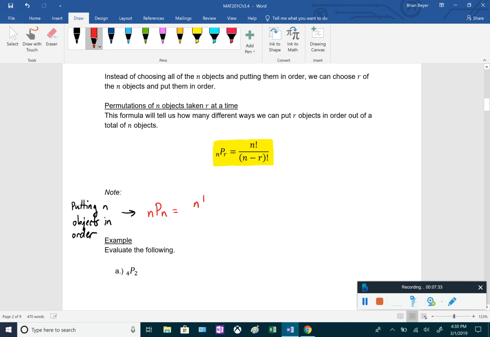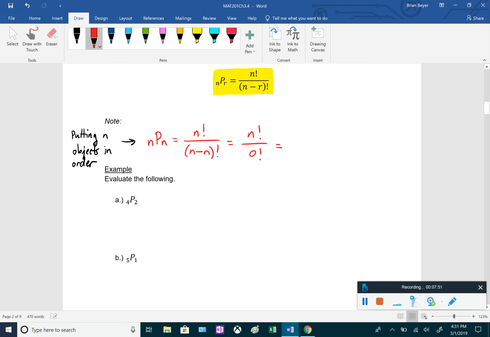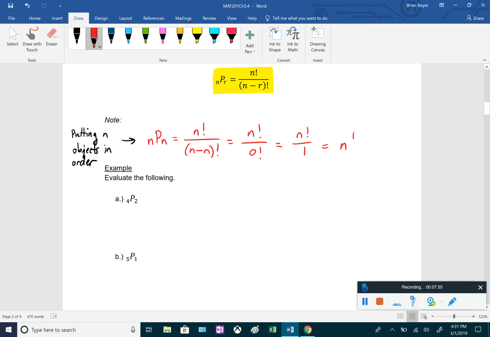So this is going to be n factorial over n minus r factorial. The r here is n, so it's n minus n factorial. This is n factorial divided by n minus n, which is 0, so that's 0 factorial. We know that 0 factorial is equal to 1, so this whole thing just equals n factorial. So technically that formula on the first page, n factorial, is just a simplified version of this formula.